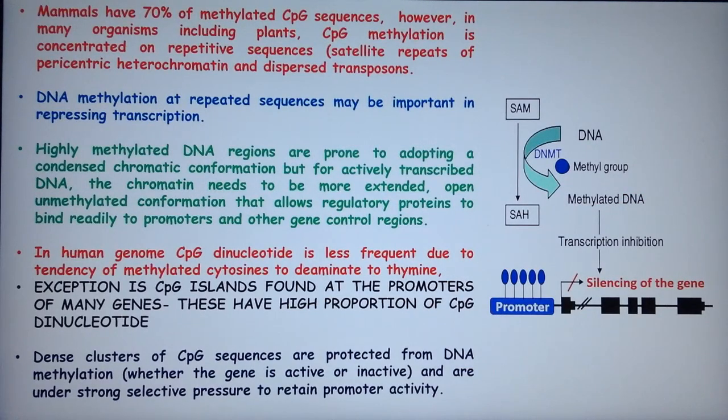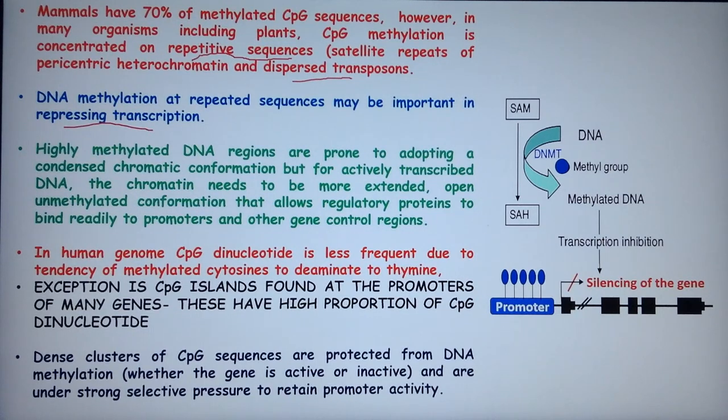Now, mammals have 70% methylated CpG sequences. However, in many organisms, including plants, CpG methylation is concentrated on repeat sequences. Repetitive sequence is an important part of heterochromatin and the dispersed transposons. Even in our body, in heterochromatin and dispersed transposons, the majority of the DNA is methylated and transcriptionally inactive. So, DNA methylation at repeated sequences may be important in repressing transcription.